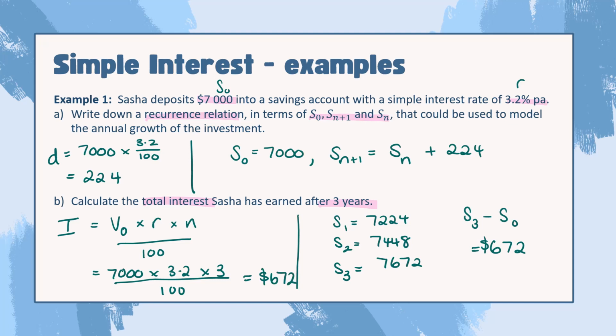The third way of doing this would simply be to say, well, I'm adding $224 every year for 3 years, so I could just multiply that value of D. And that again will get you here. So there's more often than not multiple ways to arrive at the same point.